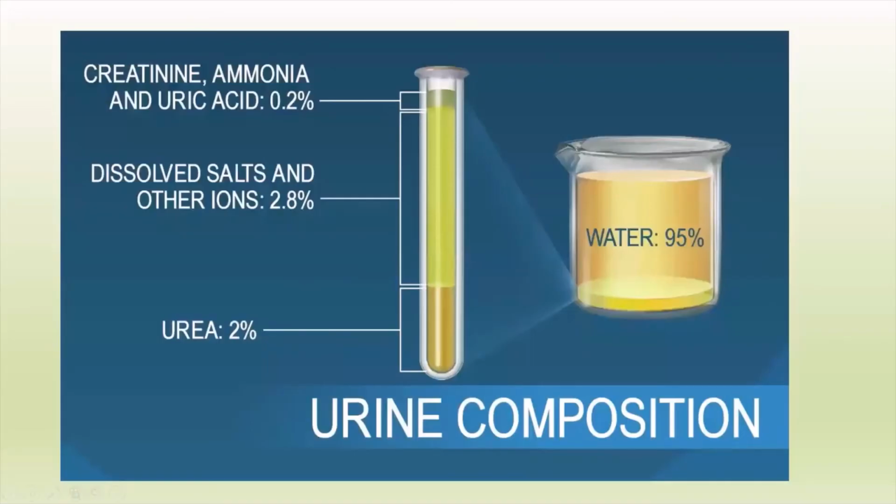So, let me tell you about the composition of urine. The urine is 95% water, and in the remaining 5% we have creatinine, ammonia, and uric acid comprising 0.2% combined, meaning all these three combined make up 0.2%. Then we have the dissolved salts and ions comprising 2.8% in total. And at the last we have urea comprising 2% of the urine.